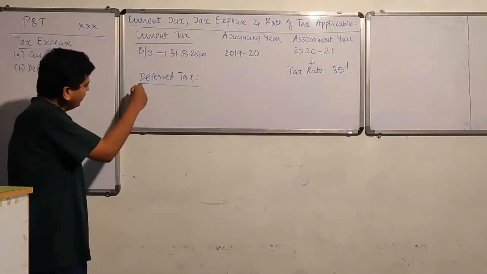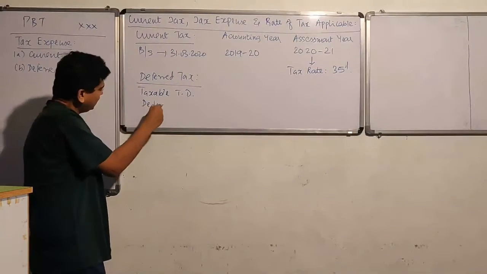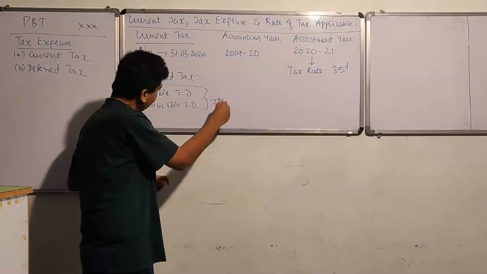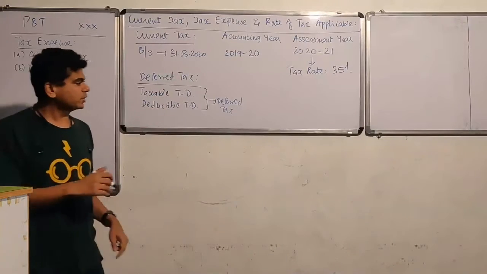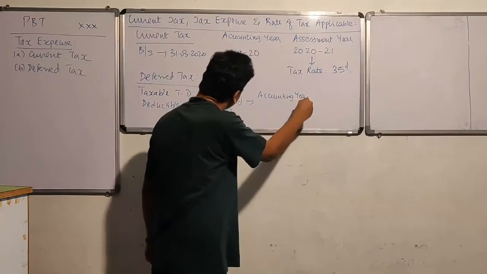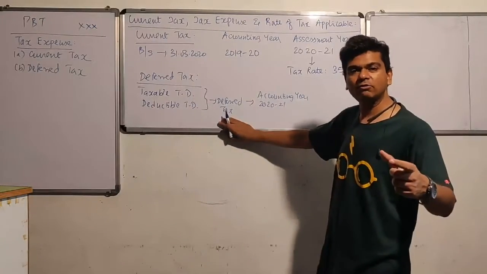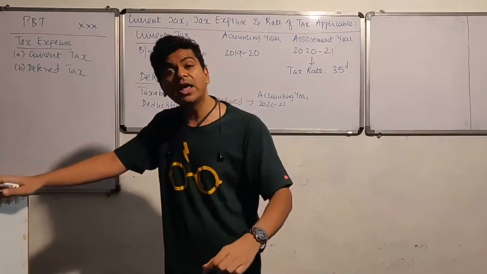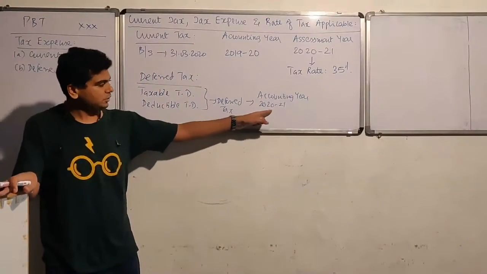So let us say I am having a taxable temporary difference, or let us say I am having a deductible temporary difference on which I am supposed to recognize the deferred tax. Now, this taxable temporary difference or the deductible temporary difference, it will affect my accounting year. Let's say it is going to affect my accounting year 2020-21. So as on the balance sheet date, I am of the view that I will be able to save tax in the next year, or I will have to pay extra tax in the next year. By next year, I mean the accounting year 2020-21.